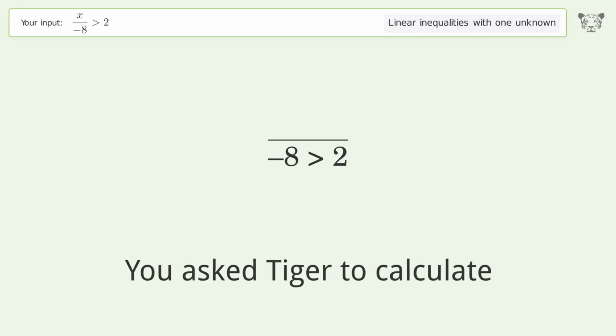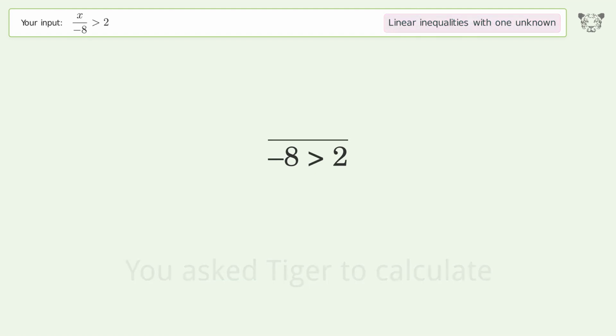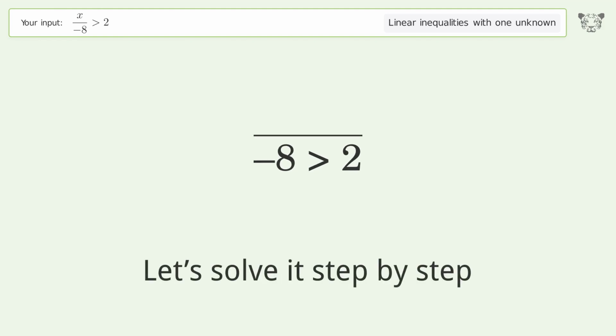You ask Tiger to calculate. This deals with linear inequalities with one unknown. The final result is x smaller than -16. Let's solve it step by step.